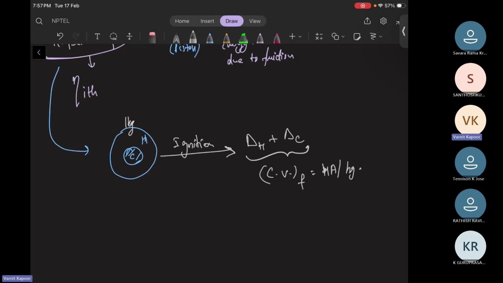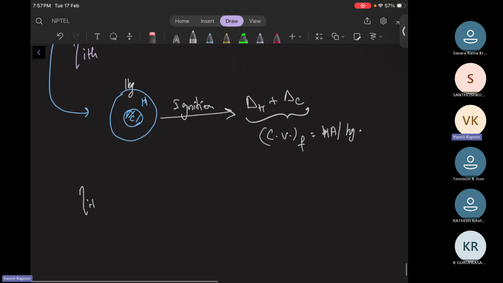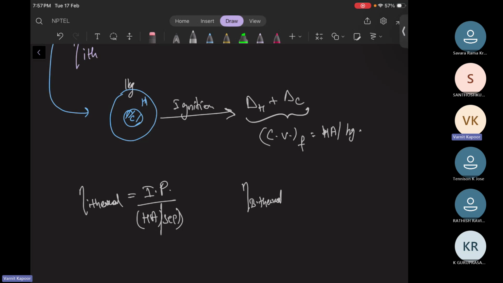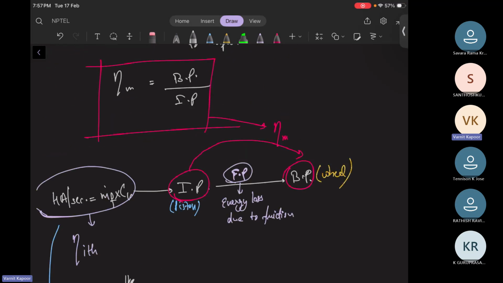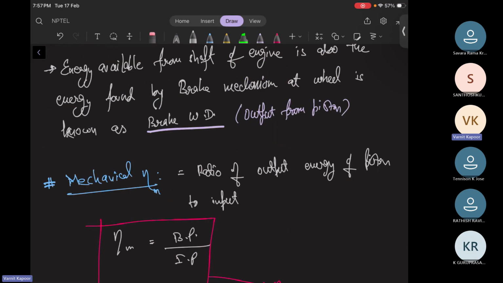So here two efficiencies come out. First efficiency is indicated thermal efficiency. Indicated thermal is indicating power whatever you are getting to that of heat added per second. Okay, and brake thermal efficiency. Brake thermal, so it is between brake power to that of heat added per second. And this is nothing but your efficiency of engine also. Okay, efficiency of engine, not mechanical efficiency. Efficiency of engine, I am saying.